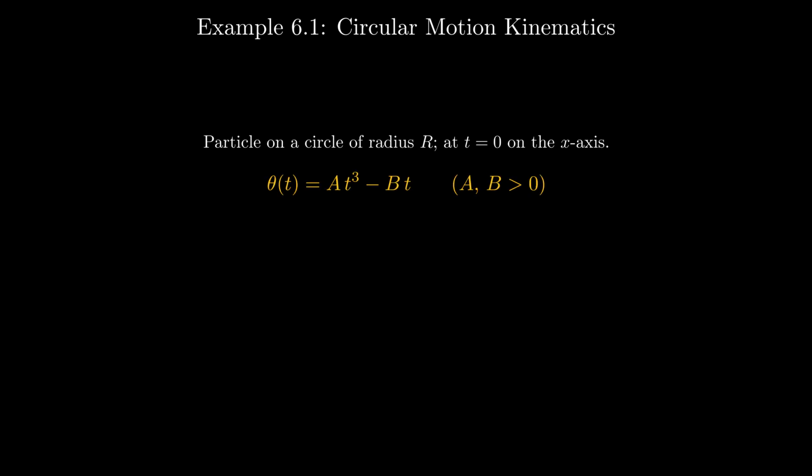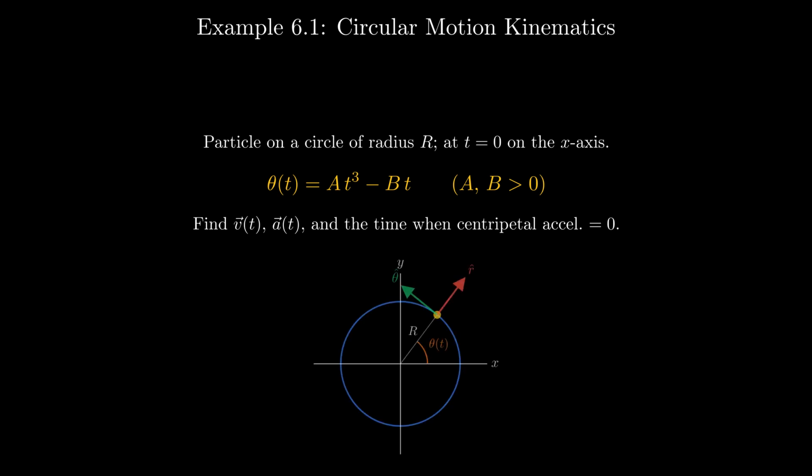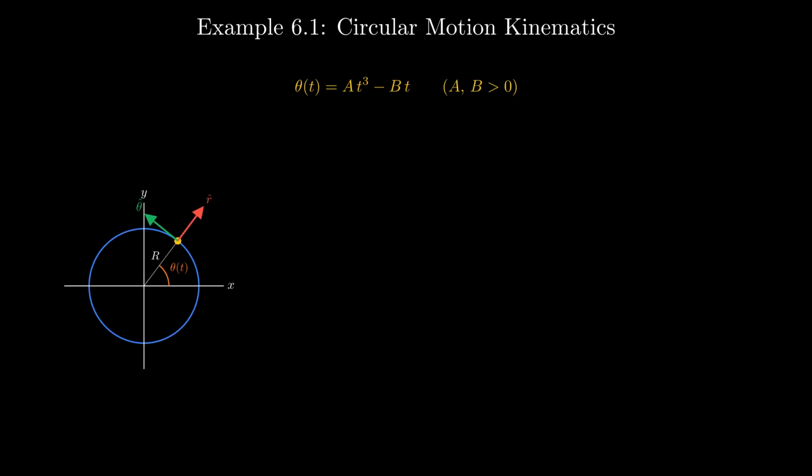Let's put these formulas to work. A particle moves in a circle of radius r. At time 0, it sits on the x-axis, and the angle it makes with the positive x-axis grows as theta of t equals a t cubed minus b t, where a and b are positive constants. We want the velocity vector, the acceleration vector, and the time at which the centripetal acceleration vanishes. Start with the derivatives of the angle.